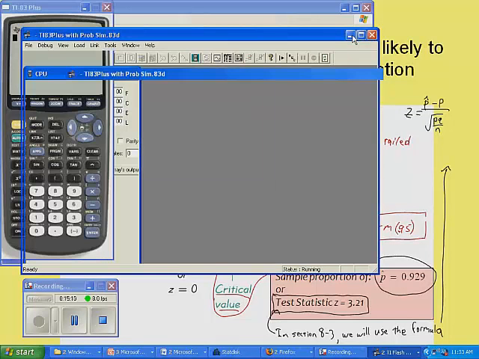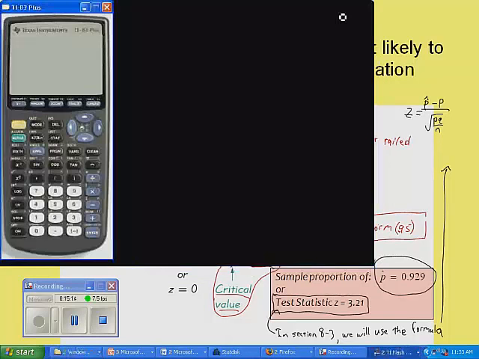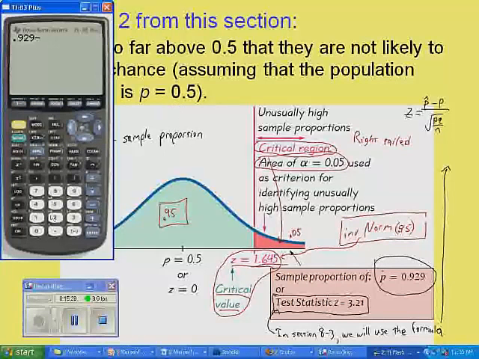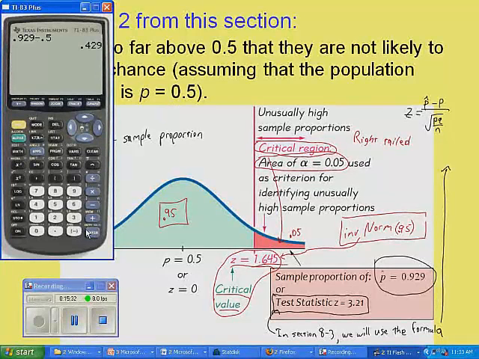There's my calculator. What do we type in? Well, let's see. We need p hat. So what are we going to type in? 0.929. Subtract what? Well, p, that was the population proportion we assumed that we would get, 0.5. See? What you're doing here is you're trying to figure out, hey, how far away is our sample proportion from the actual proportion? Well, there it is.